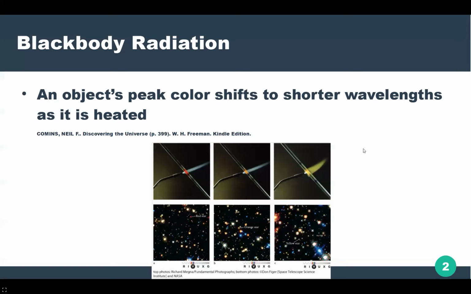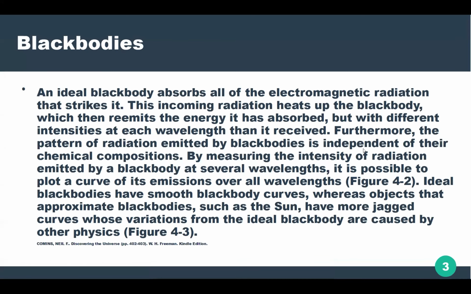body, such as a piece of iron, is heated, and when the object is heated, the object's peak color shifts to shorter wavelengths as it gains a higher temperature. An ideal black body absorbs all of the electromagnetic radiation that strikes it.